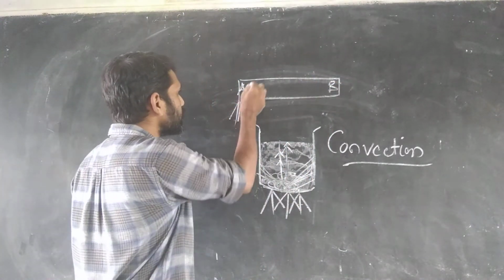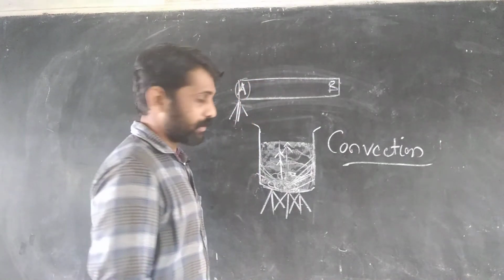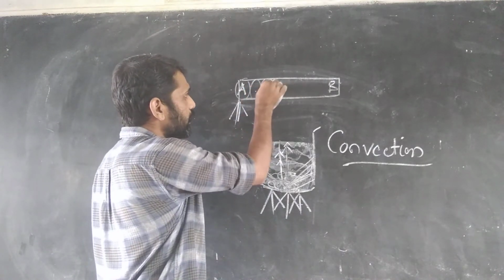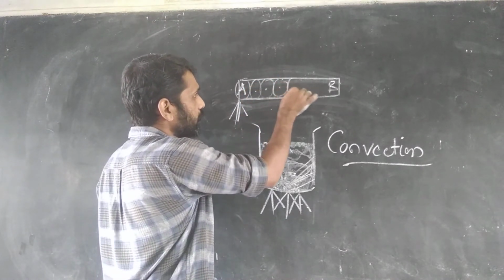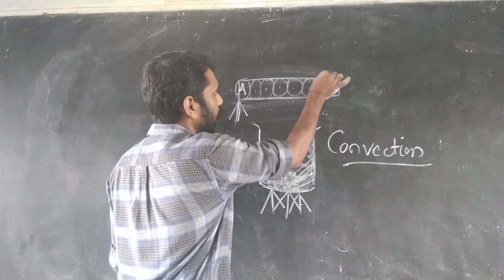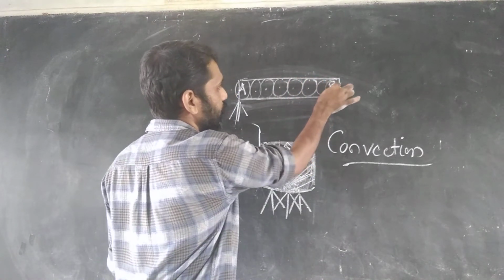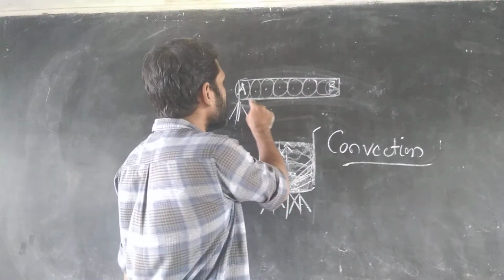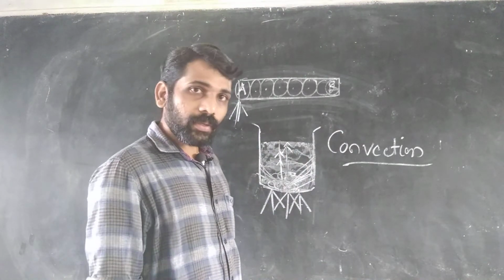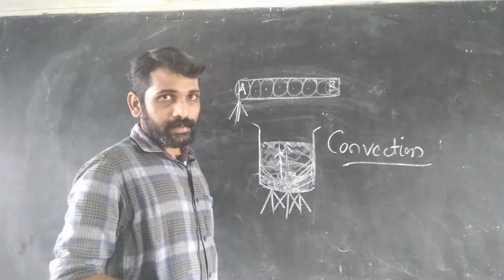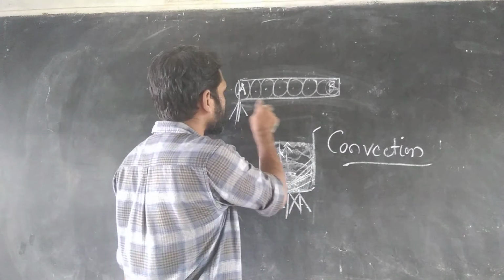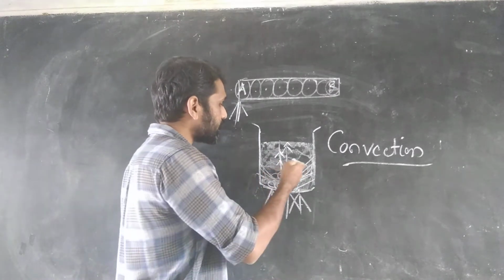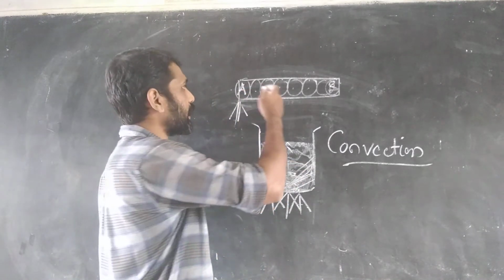What will happen is that end A will be heated first, and second this part will be heated, third this part, fourth this part, fifth this part, and at last the heat reaches end B. In this way heat is transferred in the case of metals, in the case of solids, and this process is called conduction.